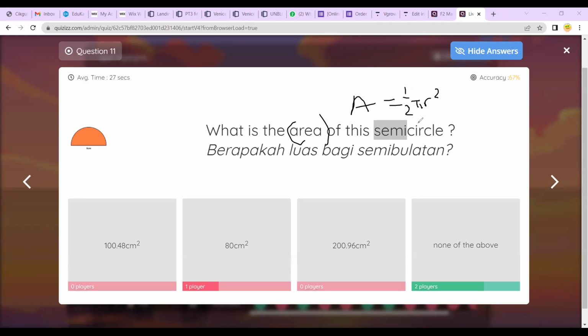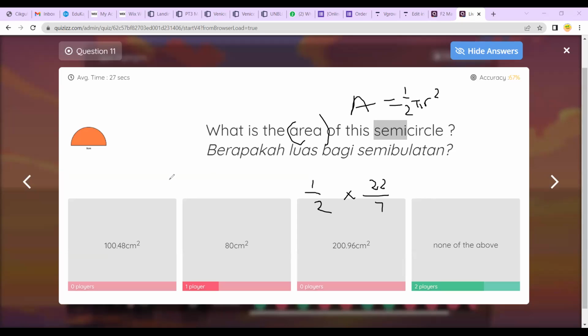It means divided by 2. Semi means half, so turn it into a number, it will be 1/2. So 1/2 times pi times radius. Be careful here.